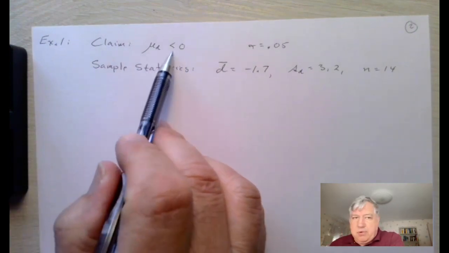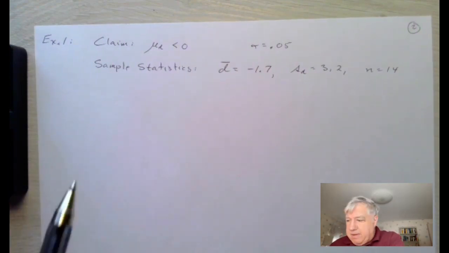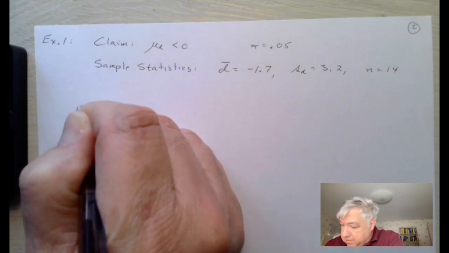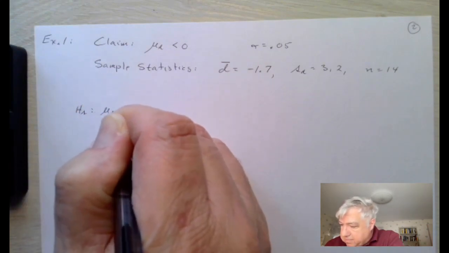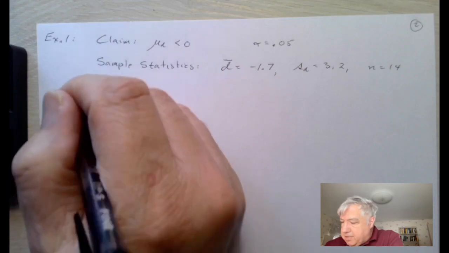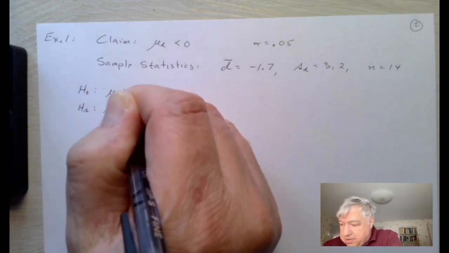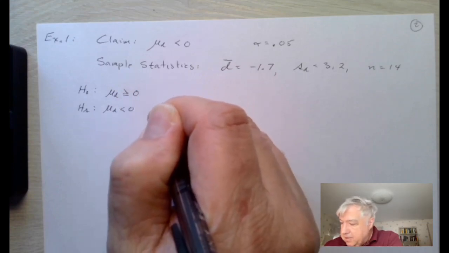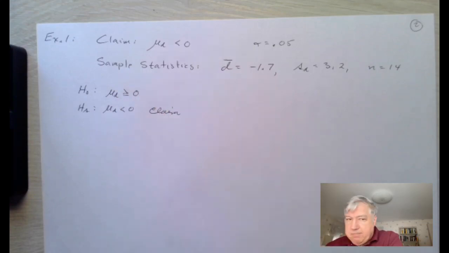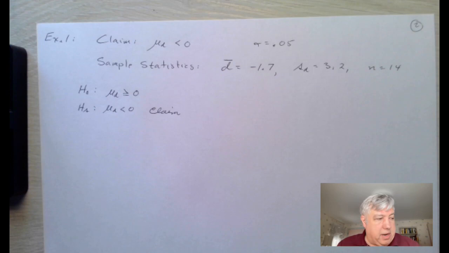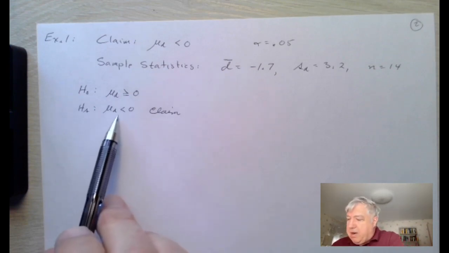This is the strict inequality, so this has to be the alternative hypothesis. So that means the null hypothesis is the opposite of that. It's greater than or equal to 0. And we know that this is the claim. Okay, so that means unusual values of d bar would be negative.